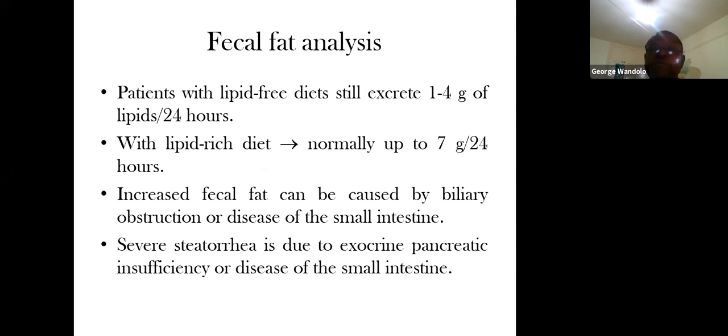Patients with a lipid-free diet still excrete 1 to 4 grams of lipids within 24 hours. With the lipid-rich diet, 24 hours.